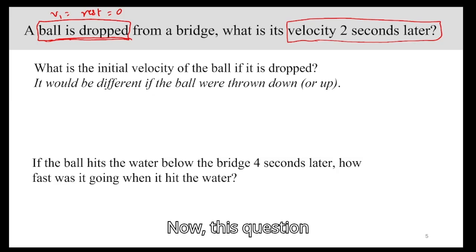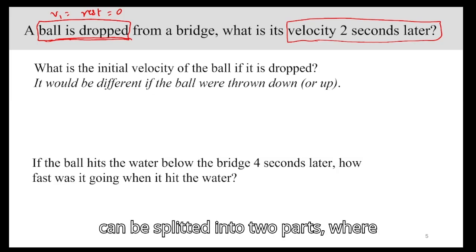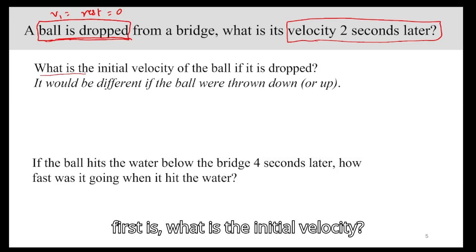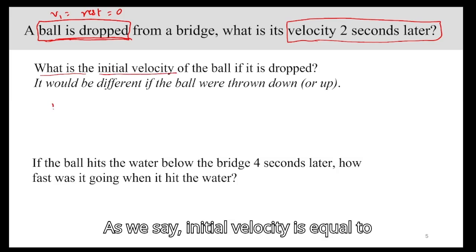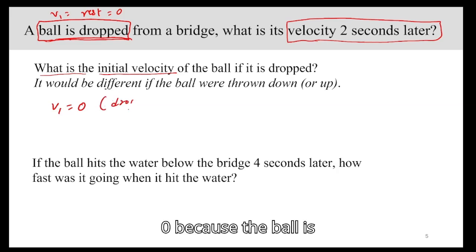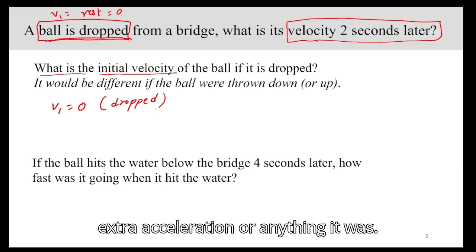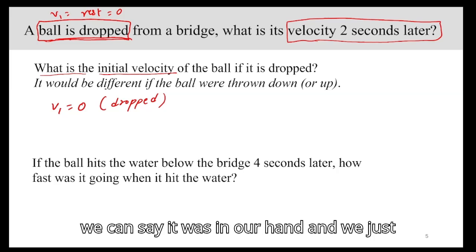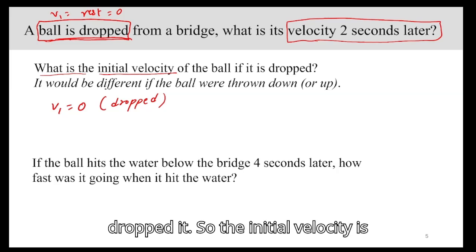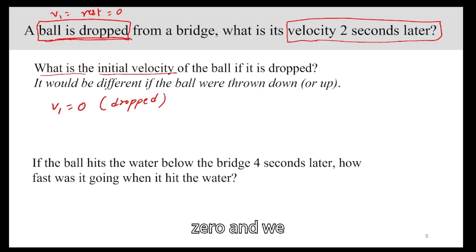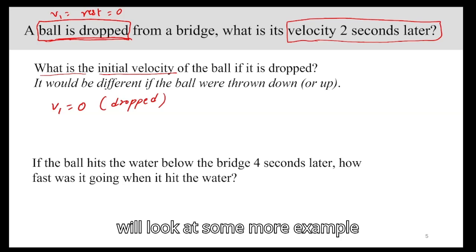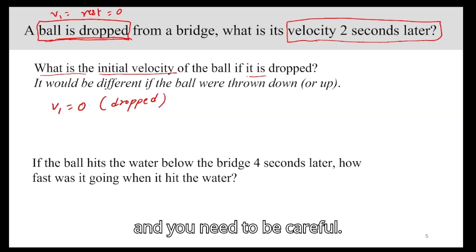Now this question can be split into two parts, where first is: what is the initial velocity? As we say, initial velocity is equal to 0 because the ball is dropped. You are not creating any extra acceleration or anything. We can say it was in our hand and we just dropped it. So the initial velocity is 0.